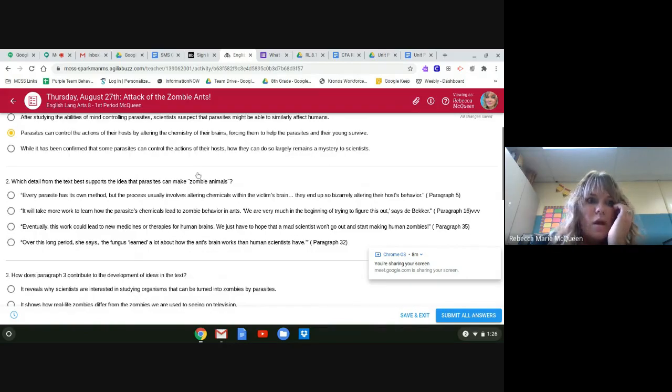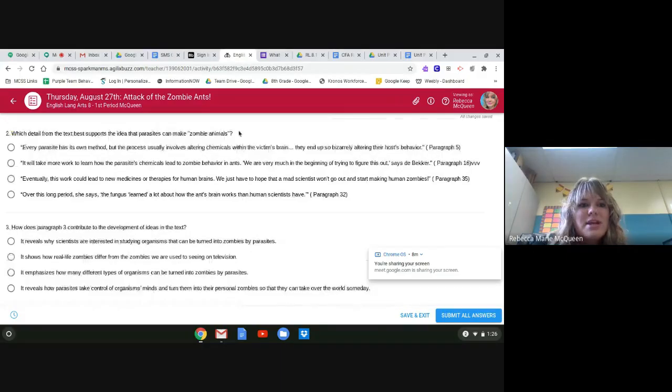2. Which detail from the text best supports the idea that parasites can make zombie animals? Every parasite has its own method, but the process usually involves altering chemicals within the victim's brain. They end up so bizarrely altering their host behavior. It will take more work to learn how the parasite's chemicals lead to zombie behavior in ants. We are very much in the beginning of trying to figure this out, says De Becker. Eventually, this work could lead to new medicines or therapies for human brains. We just have to hope that a mad scientist won't go out and start making human zombies. Over this long period, she says, the fungus learned a lot more about how the ant's brain works than the human scientists have.